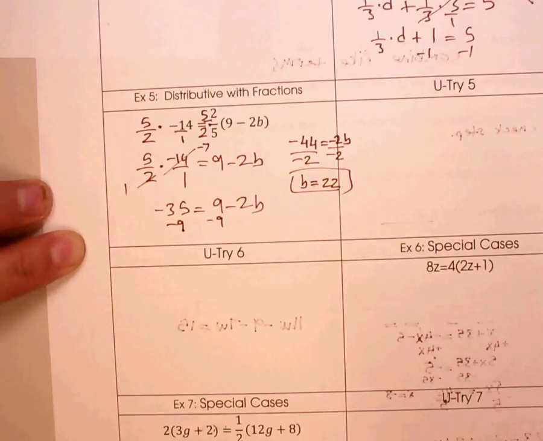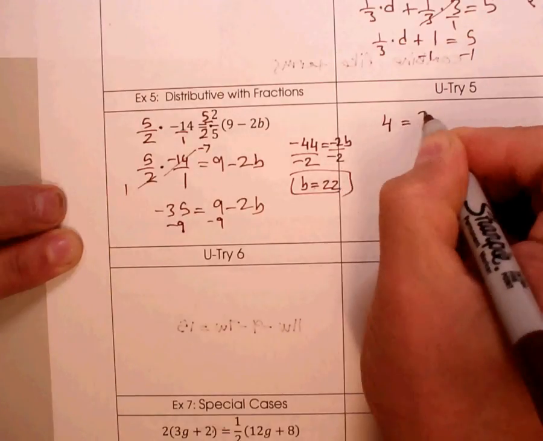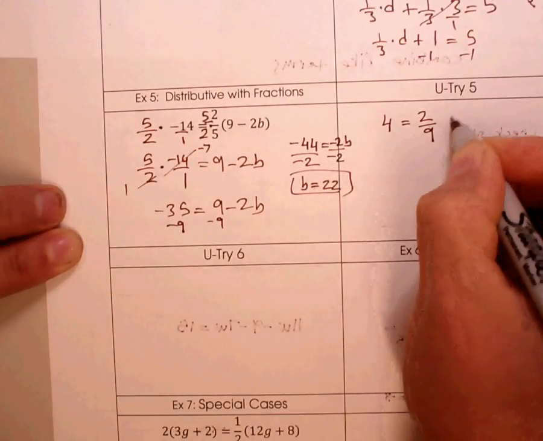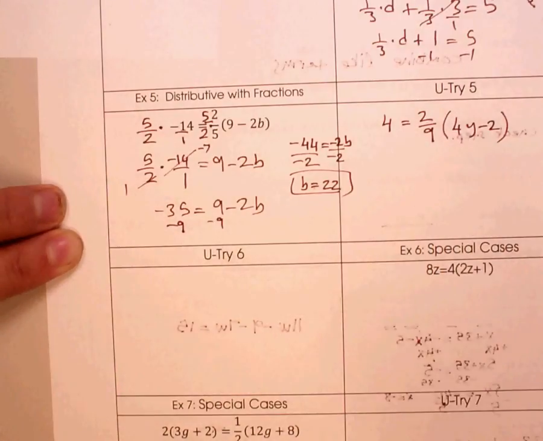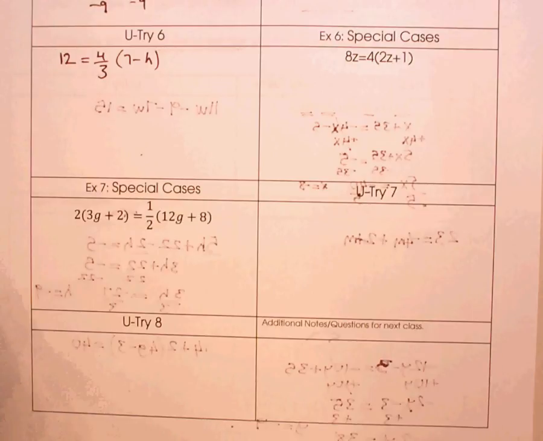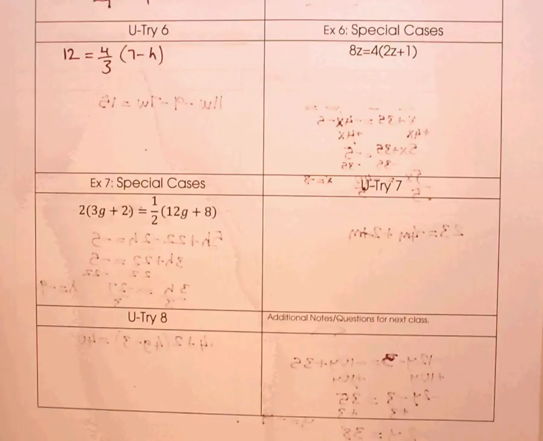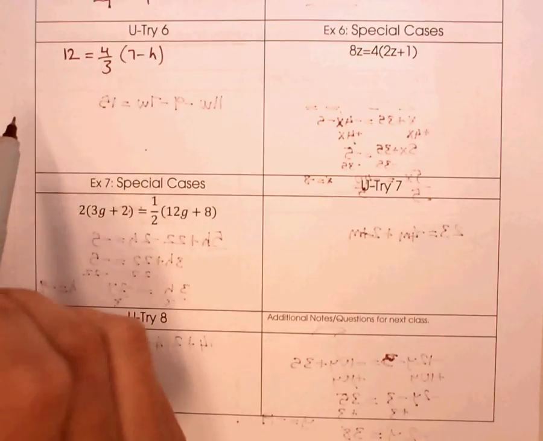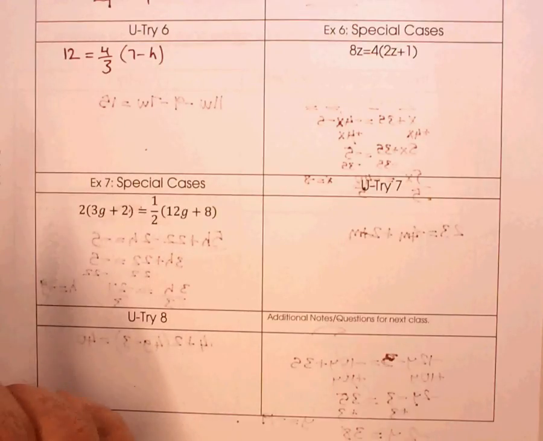Here's your U try, and I will make a second part of this video for the remaining sections. Please try this one. Here's U try number 6: 12 is equal to 4 over 3, parentheses 7 minus h. Get rid of the fraction right away by using its reciprocal. Then you can check your work by substituting your answer back into the original equation.